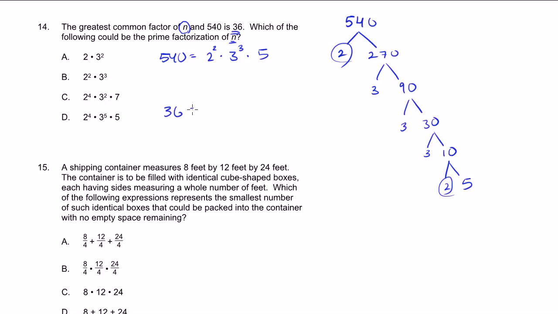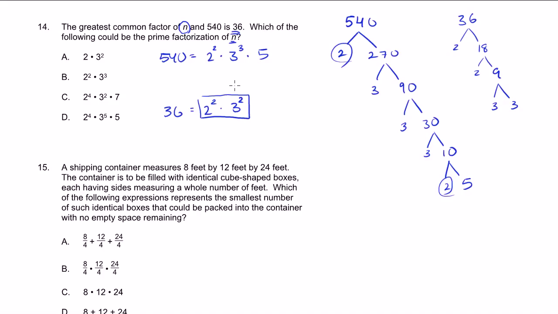36 is equal to what? I'll do it right here. 36 is 2 times 18. That's 2 times 9. And that is 3 times 3. So 36 is equal to 2 squared times 3 squared. So n has to be some multiple of this that does not still go into 540.